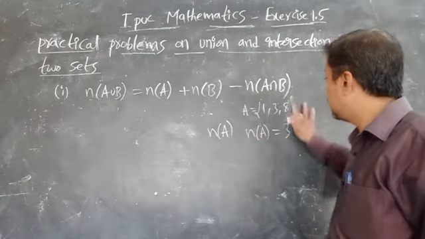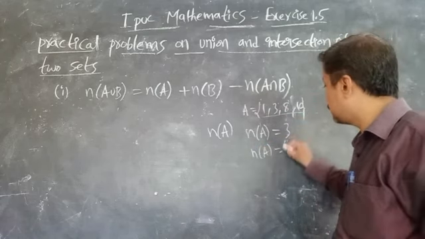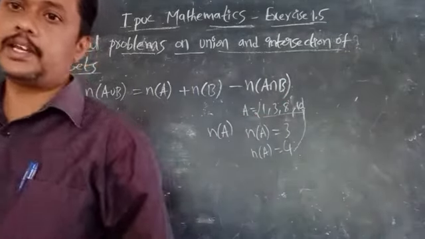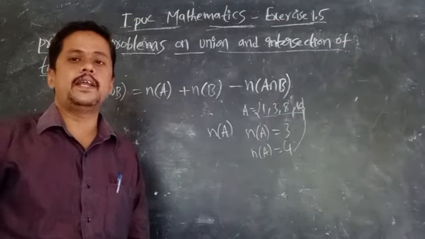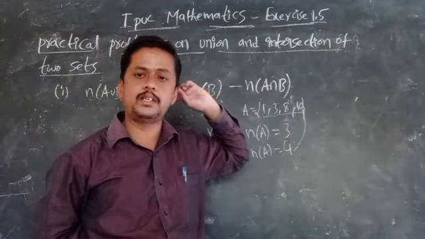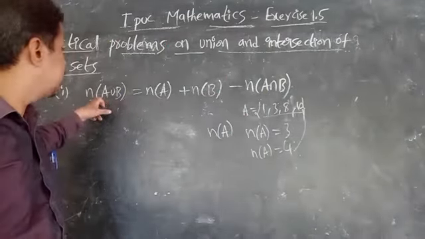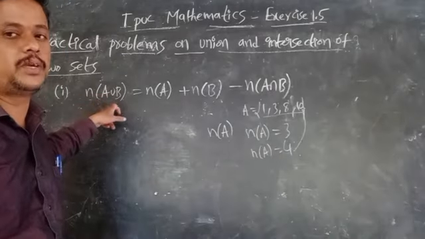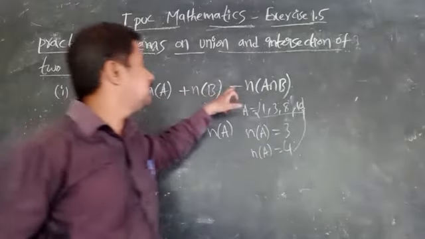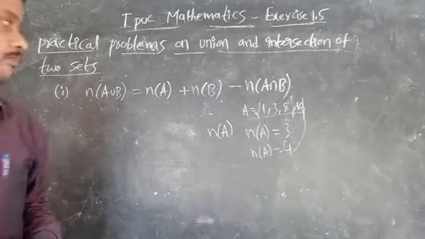If we take 10 as well, what is n of A now? Total 4 elements are there now. We can also call n of A the cardinal value. So n of means the number of elements in the given set. Here, n of A union B means the number of elements in A union B is equal to the number of elements in A plus the number of elements in B minus the number of elements in A intersection B. So how does this come, sir?